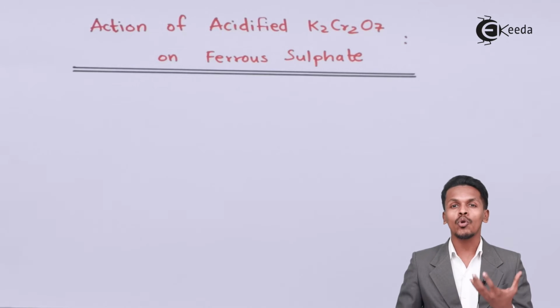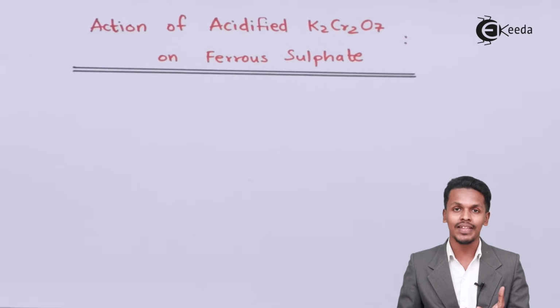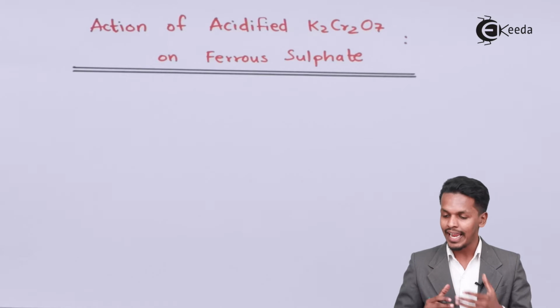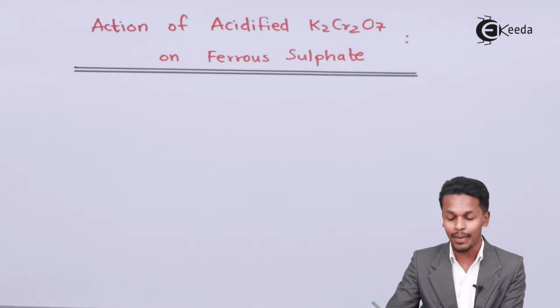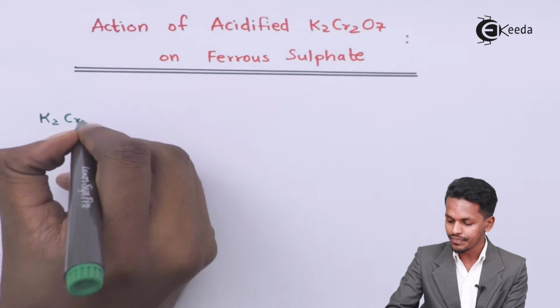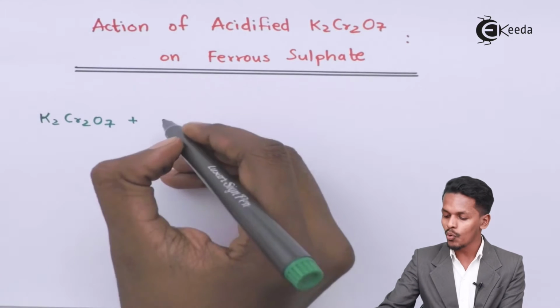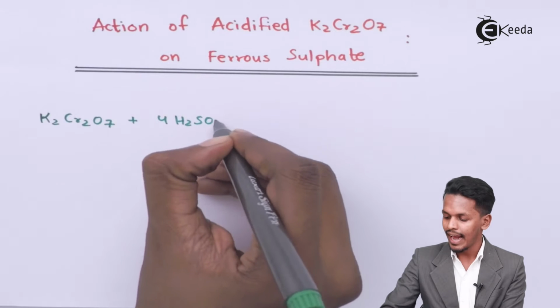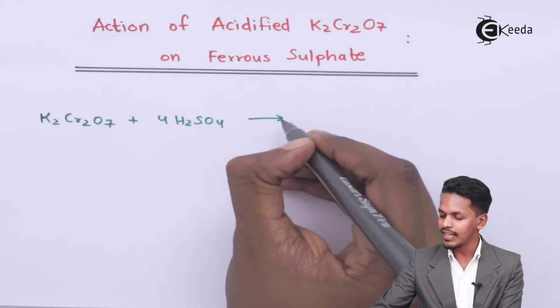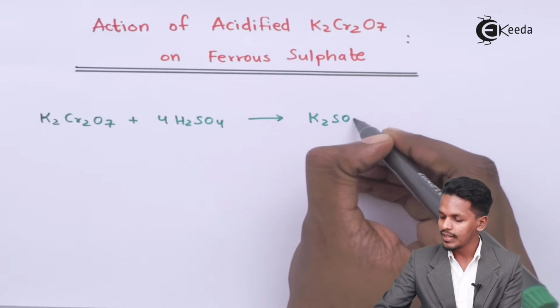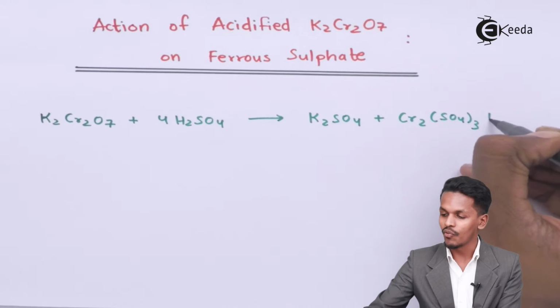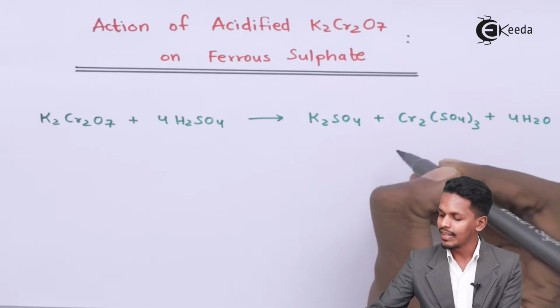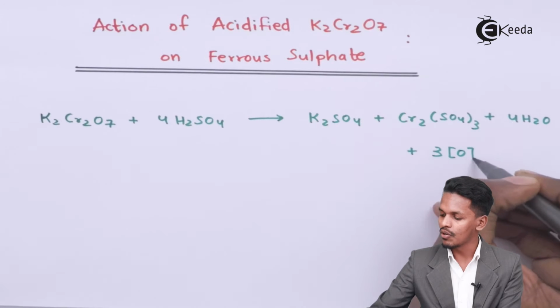So friends, in this topic I am going to talk about the action of acidified K2Cr2O7, that is potassium dichromate, on ferrous sulfate, that is FeSO4. For that we have a certain reaction, and in this case we have to acidify K2Cr2O7 first. So the first step is, whenever K2Cr2O7 is treated with 4 moles of H2SO4, the products we get are K2SO4, along with Cr2(SO4)3, 4 moles of H2O and 3 moles of nascent oxygen atom.